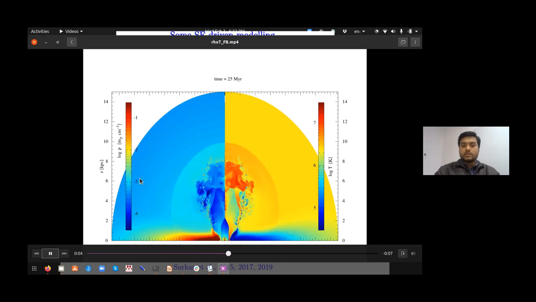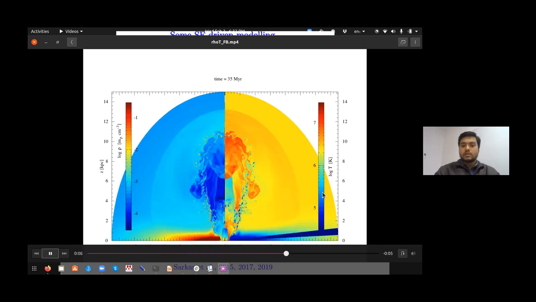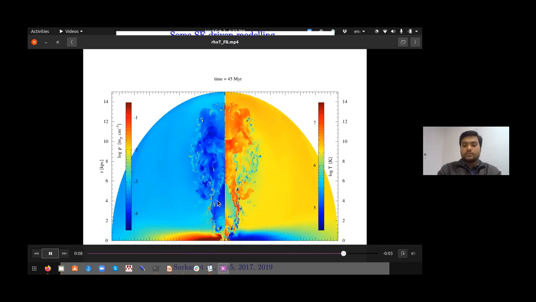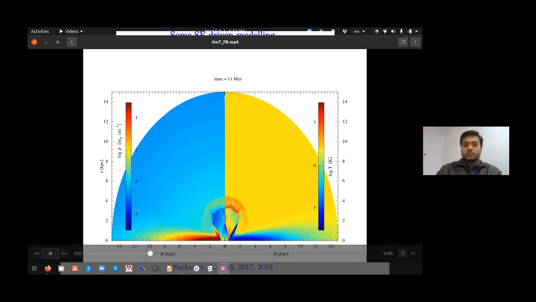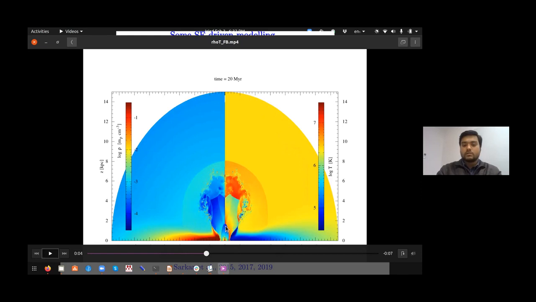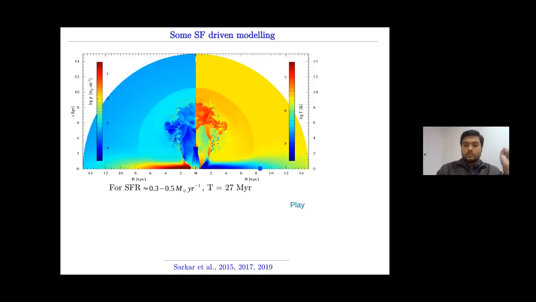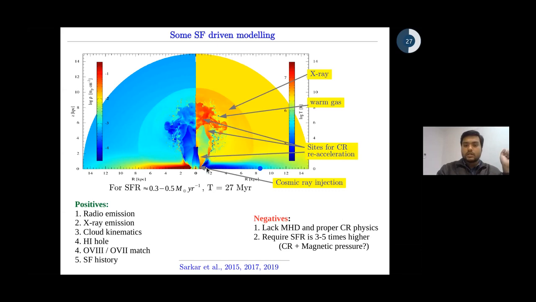So on the left-hand side you see density, on the right-hand side you see temperature, and you see that it actually drives a shock outwards. It also has different shocks, like a reverse shock here, and it also forms clouds at the contact discontinuity. So the picture that we were proposing was that cosmic rays are being injected here, and again being accelerated at the reverse shock here, and in the turbulence inside.